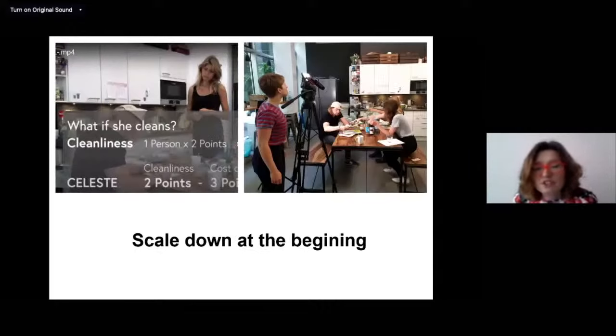Second, we've learned that we need to scale down at the beginning so that we can use the experience the students already have. This is an example of how we introduce game theory, or more precisely public goods. We do this by talking about a kitchen in a student's apartment. This is actually a set where we made a video on this in Berlin.